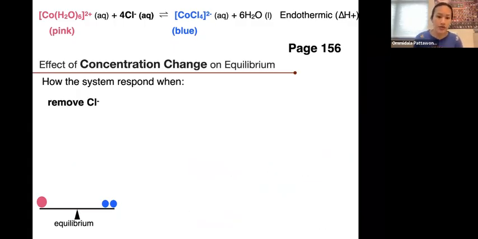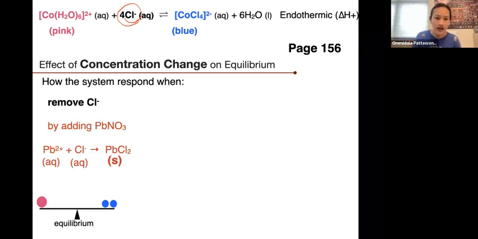The next one is removing chloride, as I mentioned in the video. In order to remove the chloride ion, I don't have eyes to see which ones are the chloride atoms, so we cannot handpick them. So in order to remove chloride ions, you need to react with something else. In this case, we react with lead nitrate.